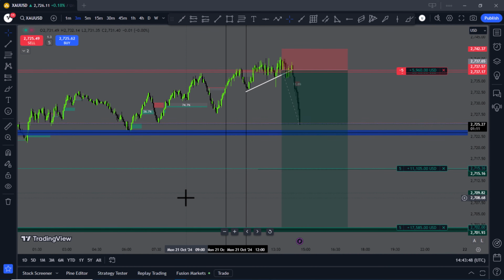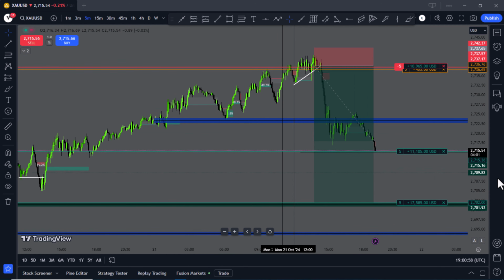Let's look at what tomorrow will bring. Probably tomorrow's trade will be straightforward and very easy.